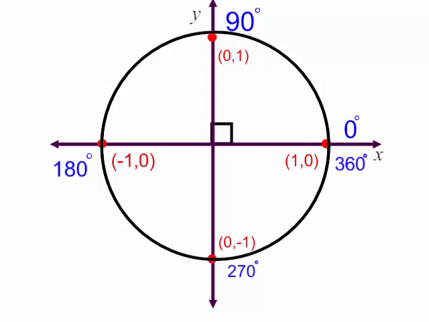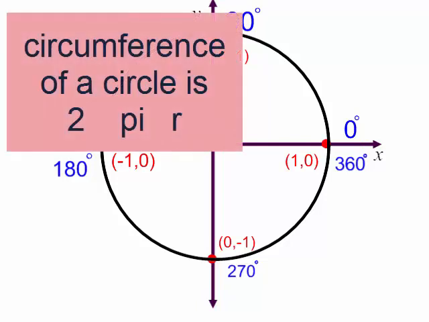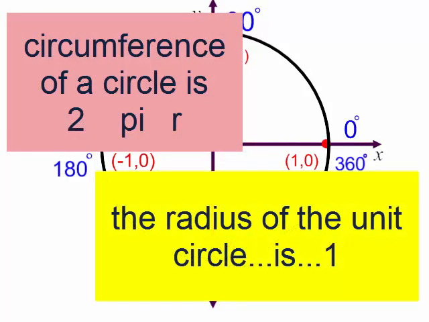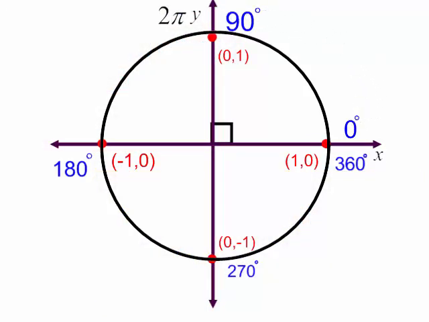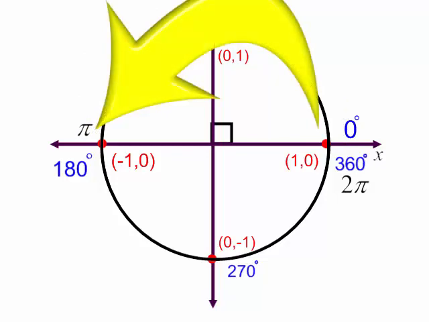We have talked about the degrees in this unit circle. Now let's talk about the radians. I bet you remember that the circumference of a circle is 2 pi r. Now what's my radius in this circle? Yes, it's 1. So 2 pi times 1 is just 2 pi. A circle is 2 pi radians. So that means halfway around the circle will be pi radians.